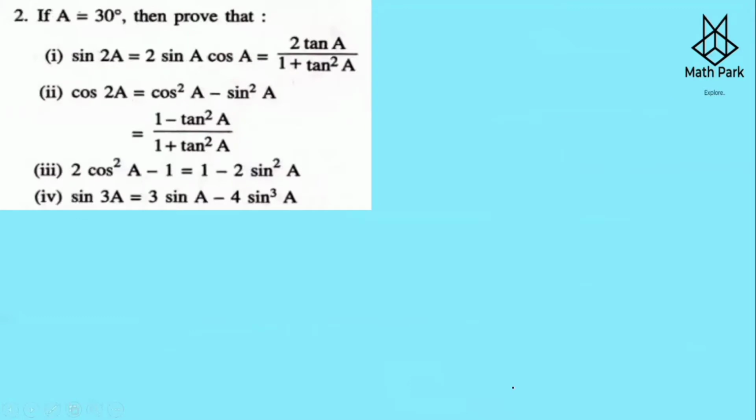Let us move on to question number 2. If A is equal to 30, then prove that sin 2A is equal to 2 sin A cos A is equal to 2 tan A upon 1 plus tan square A. So there are 3 parts which are to be proved equal. Let us start with sin 2A first. Sin 2A is equal to sin 2 times 30, which is sin 60, and that is equal to root 3 by 2.